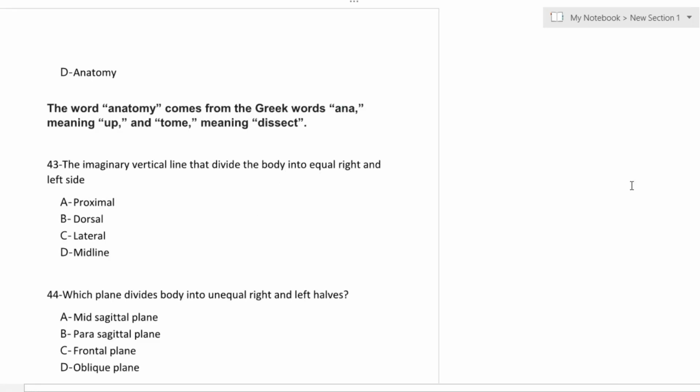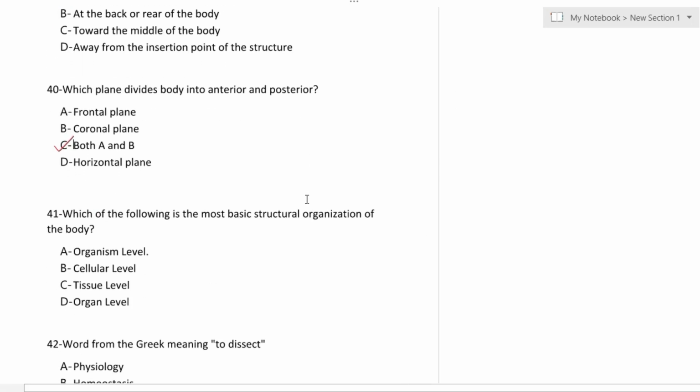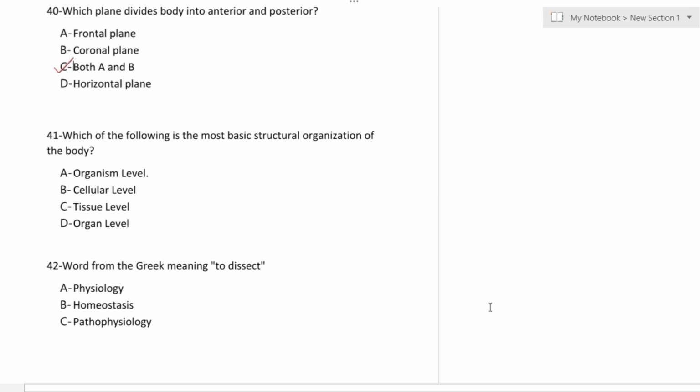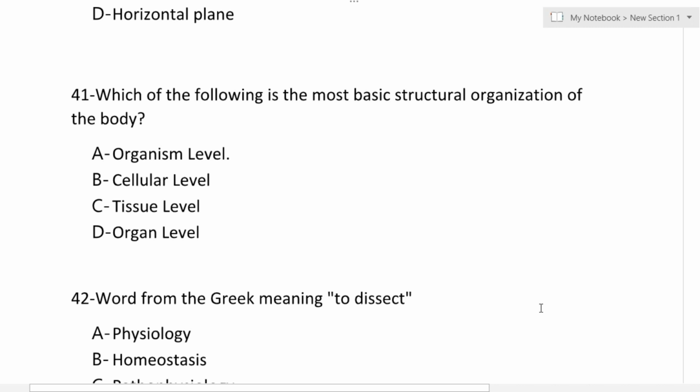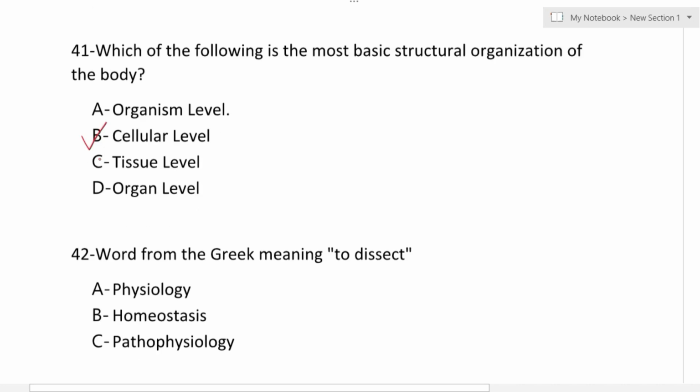Question number 41. Which of the following is the most basic structural organization of the body? Option A, organism level. Option B, cellular level. Option C, tissue level. Option D, organ level. Simple question. The correct answer is option B, that is cellular level. Cellular level is the basic structural organization of the body.